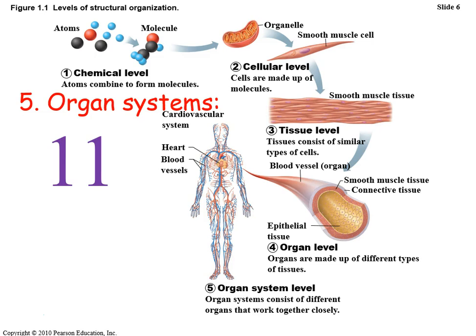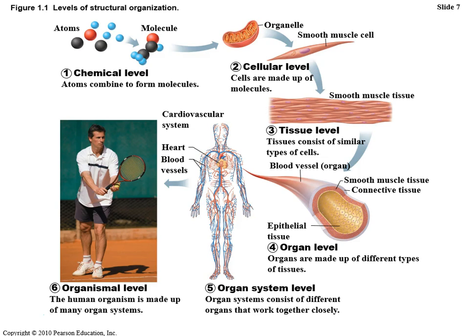Now, organ systems go together to be an organism. So we have chemicals being the basic. Chemicals go together to be cells. Cells go together to be tissues. Tissues go together to be organs. Organs go together to be organ systems. And organ systems go together to be an organism.